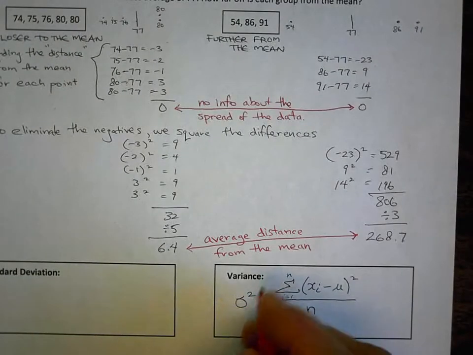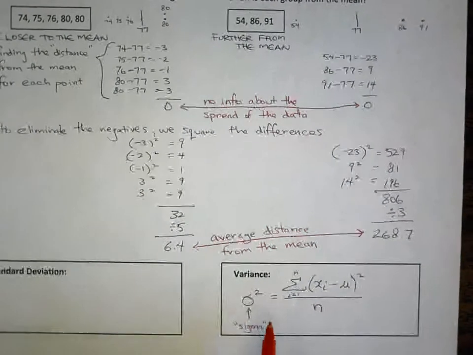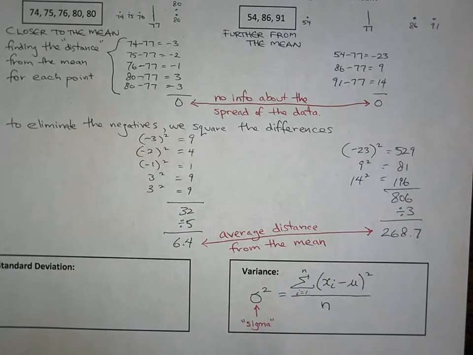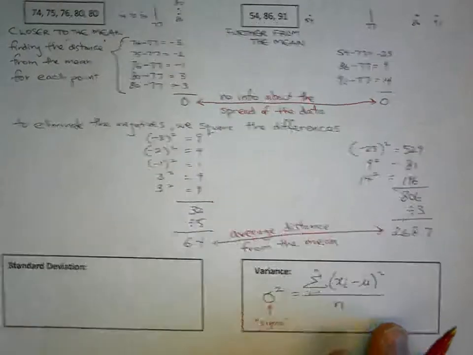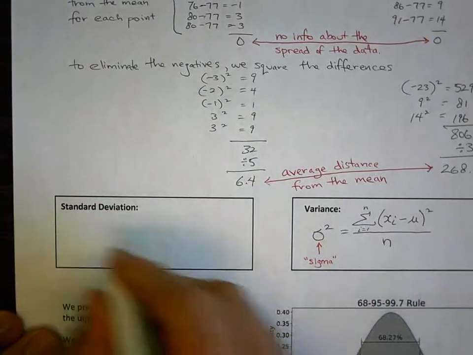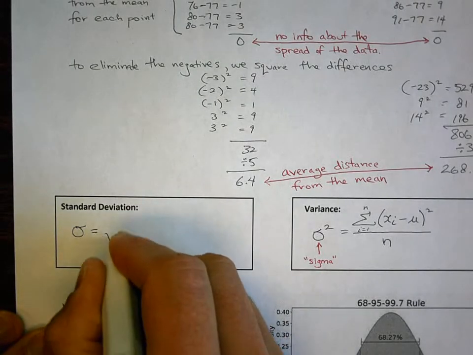We write sigma squared, right? This is little sigma. Just like in the English alphabet, the Greek alphabet has capital and lowercase. So this is sigma, but lowercase. The variance is great. It tells us the average distance from the mean. But what we actually prefer is to use standard deviation, which is the square root of variance.